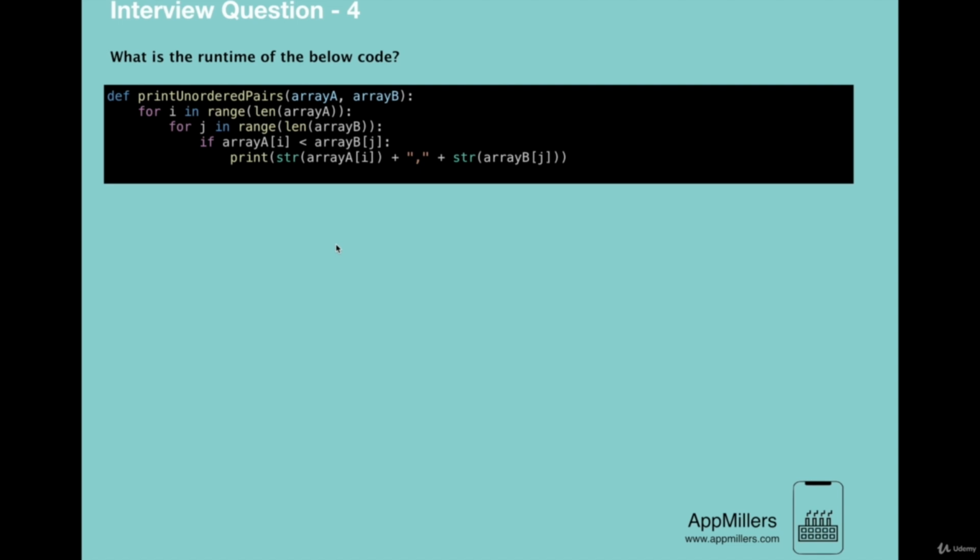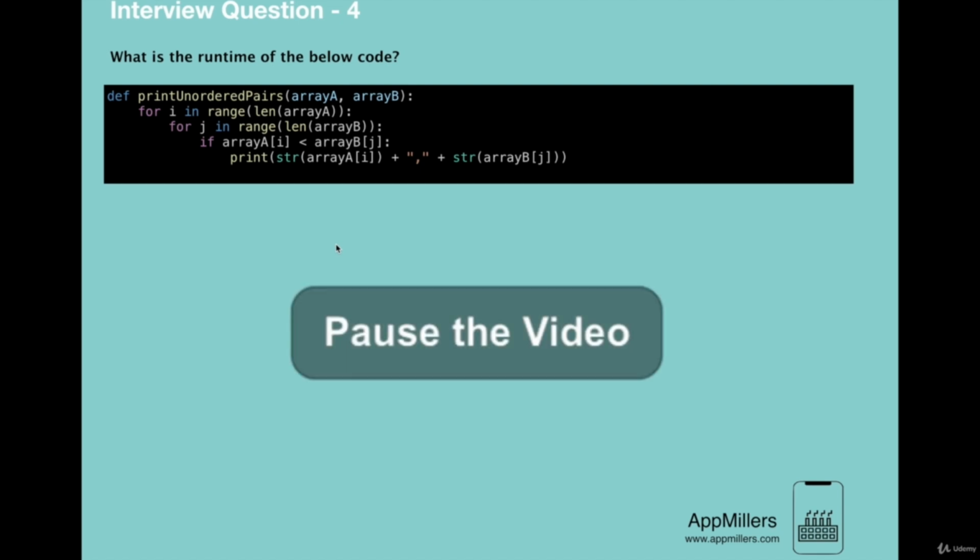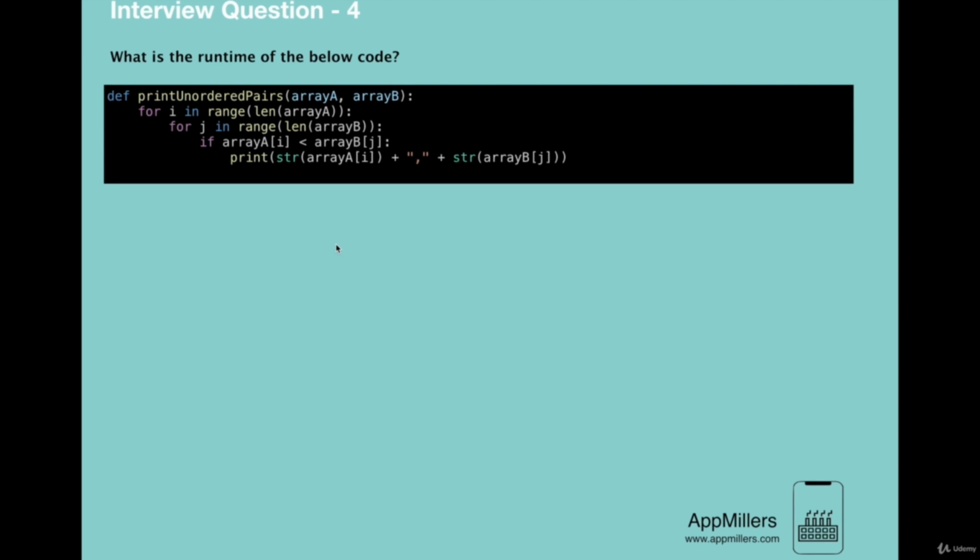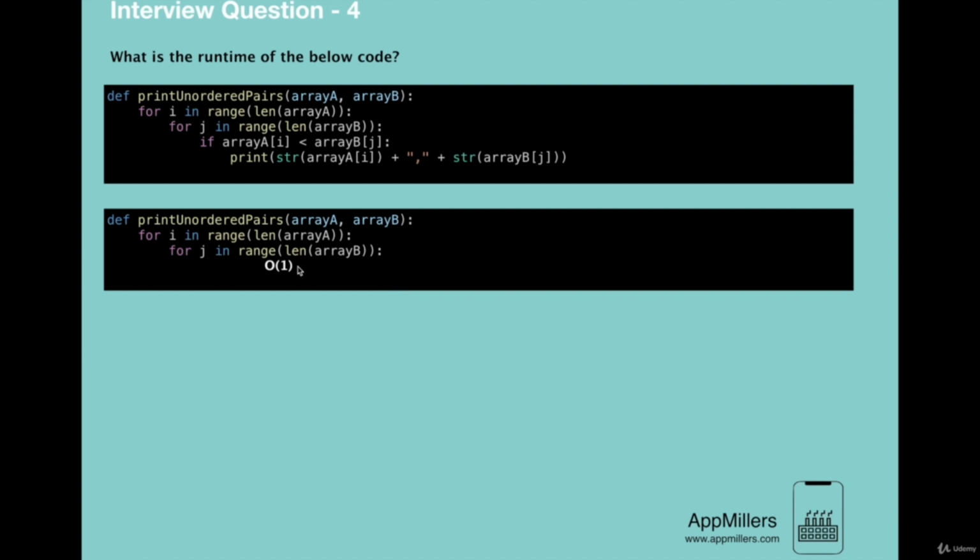Now here again, I want you to pause the video and think if you can come up with your own answer. Alright, hopefully you have found the right answer. If not, then let's do it together. So here, we know that the if condition over here is a constant time operation. So I can remove it from here and put it like this. I put a constant time operation here.